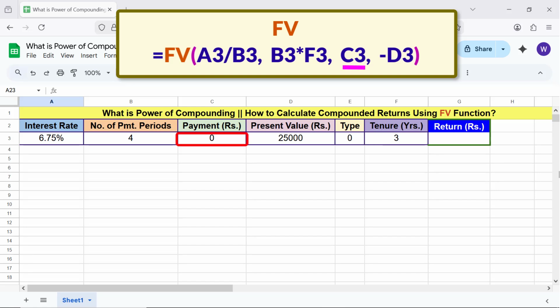Payment is 0, because of only one lump sum payment. The negative symbol, for present value, indicates cash outflow. Type is optional, and is not used in this formula.